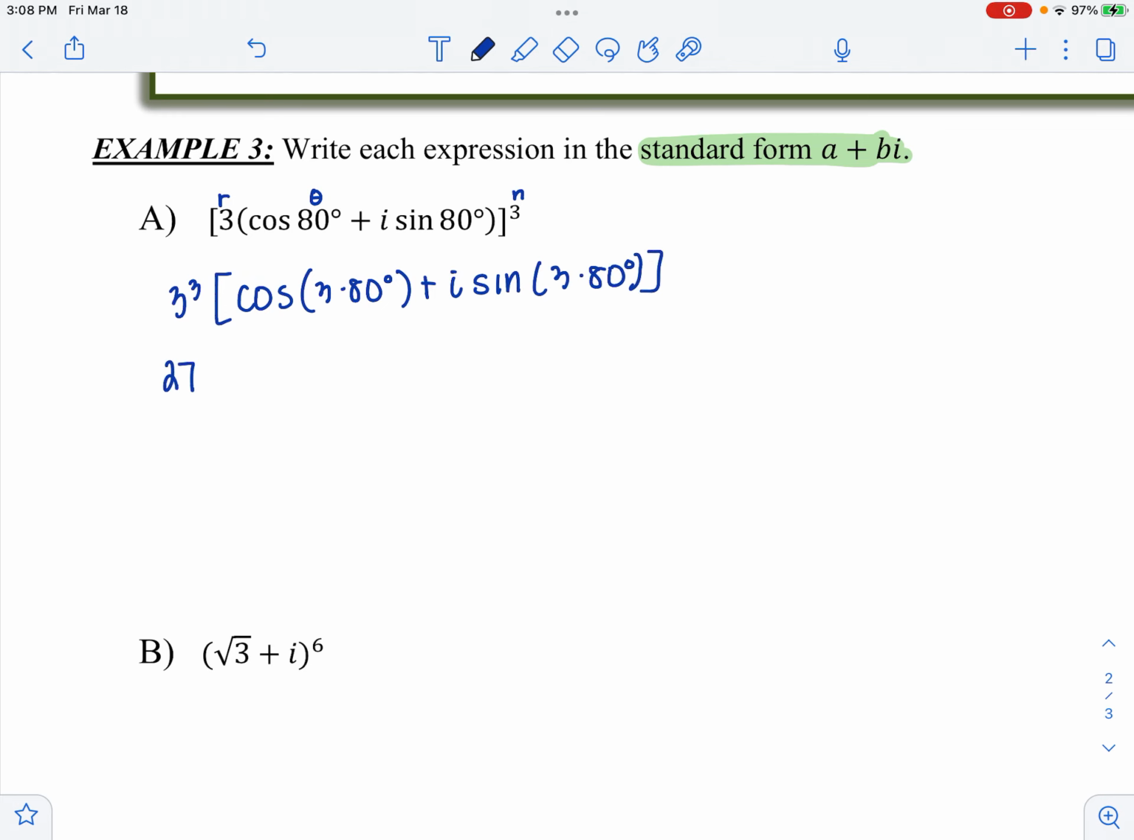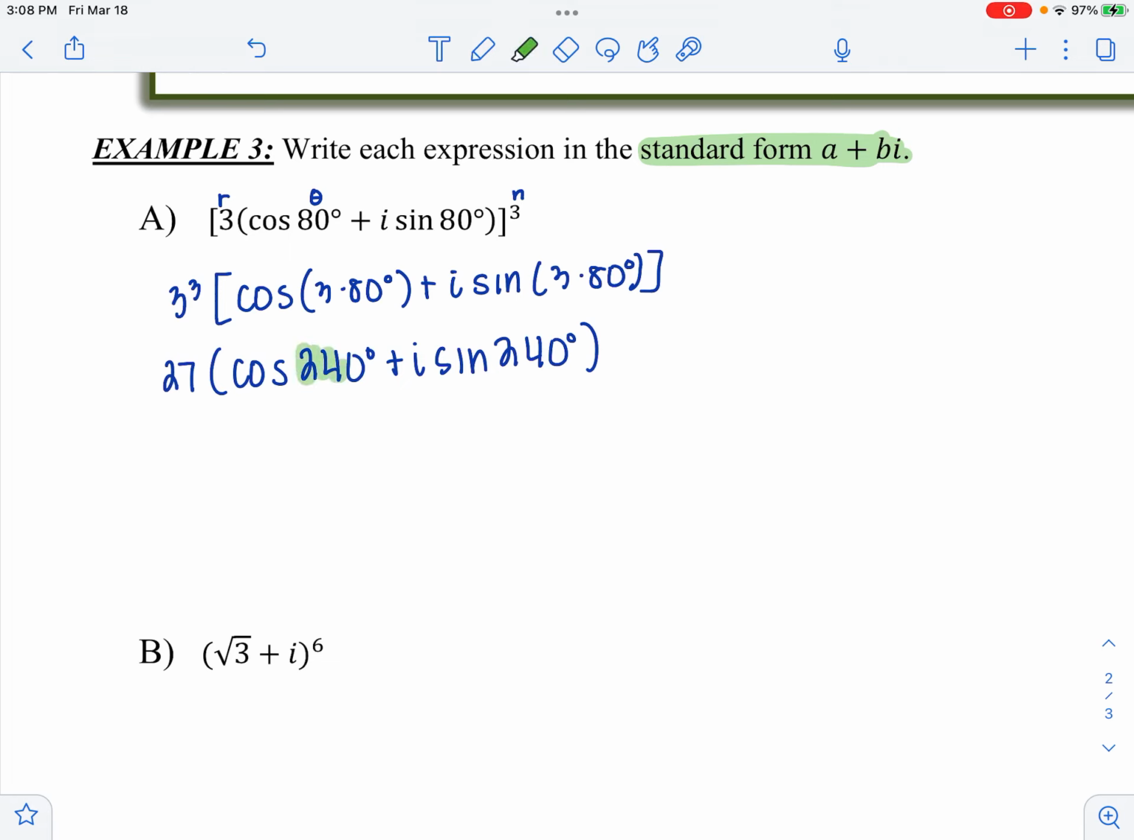All right, so now you have 27 cosine of 3 times 80, which is 240. Notice I'm not writing in cis form because I have to convert it to a plus bi form, and it's easier to keep it like this and write it in cis form when you're converting. All right, so now I'm converting to a plus bi form.